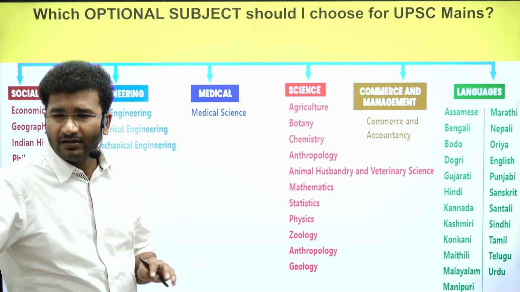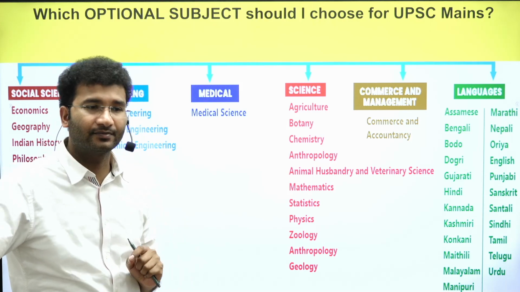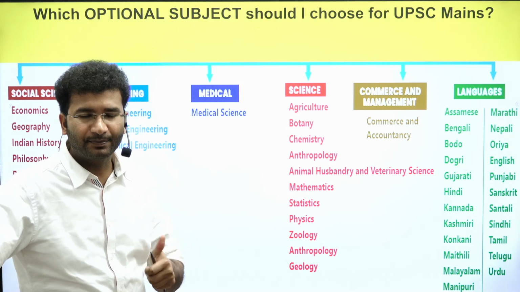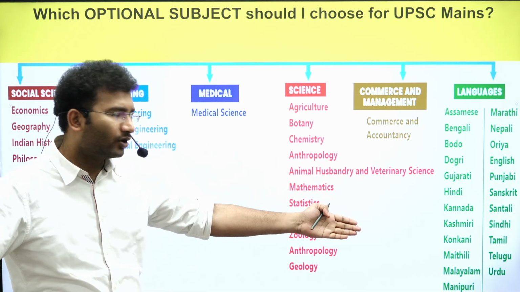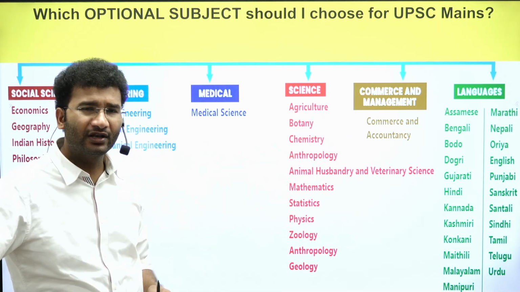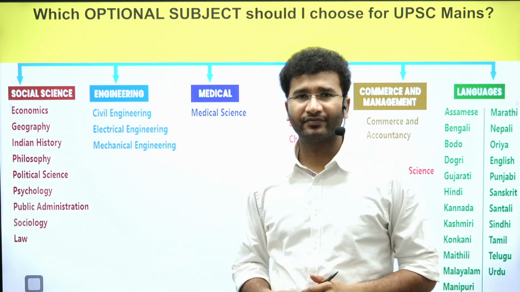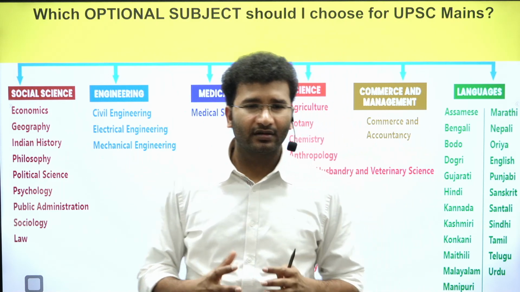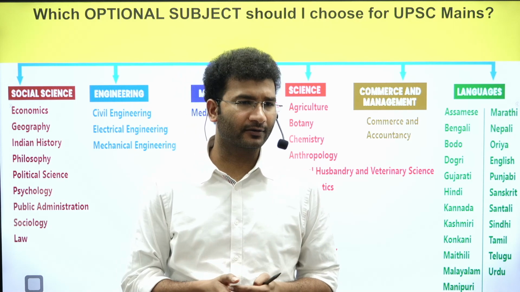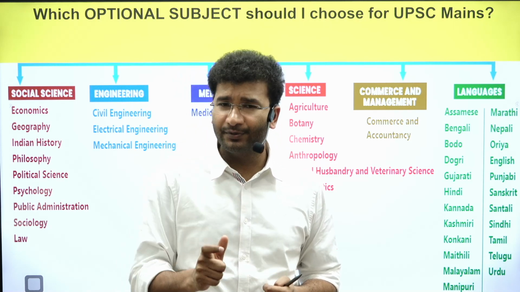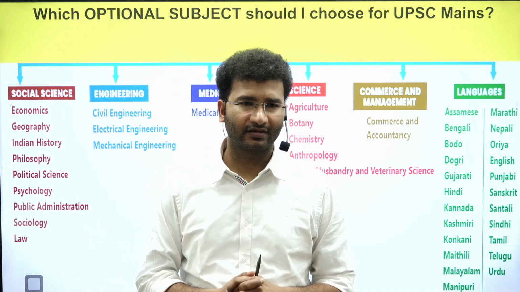Choosing an optional subject should be on the basis of your interest. That is the first parameter you need to take into account. You can have an interest in Urdu, you can have an interest in Bengali literature, you can have an interest in law as well. Now along with interest, a student should also look for a subject that will help you at the mains level, at the prelims level, and at the interview level.